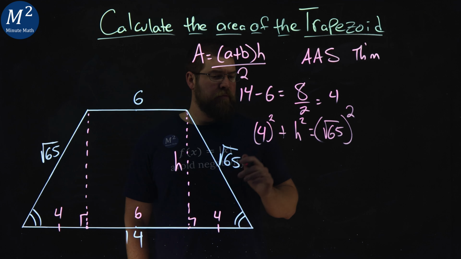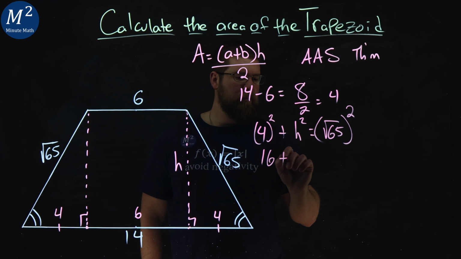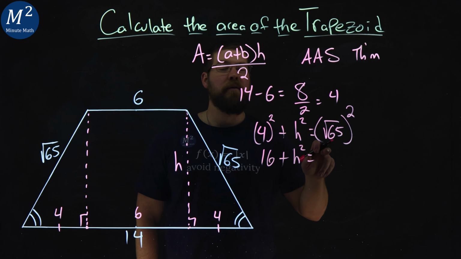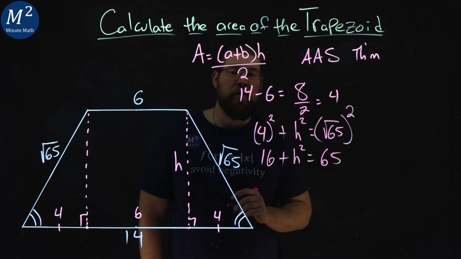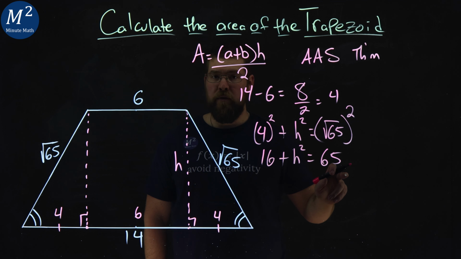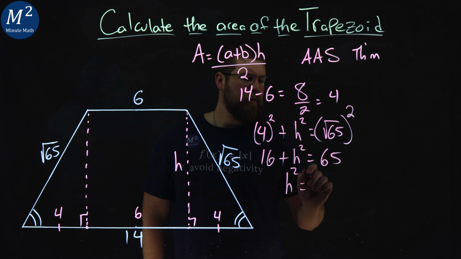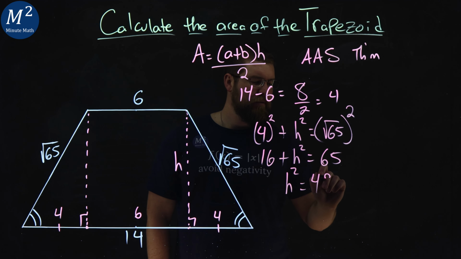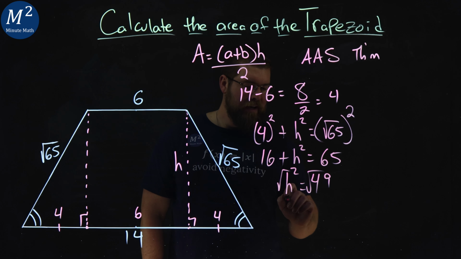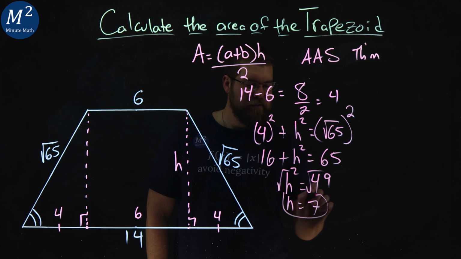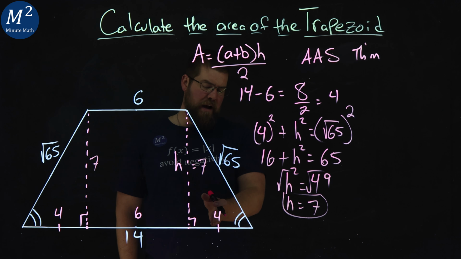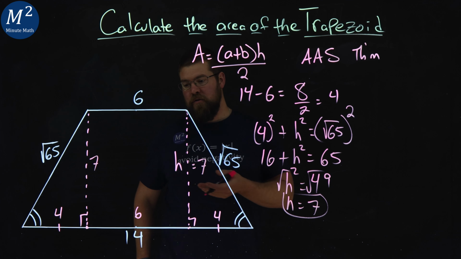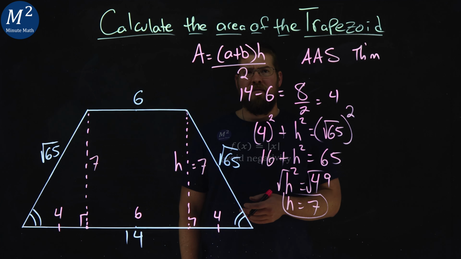Simplifying, 4 squared is a good old 16, plus h squared equals square root of 65 squared, which gives us 65. The square root and the square cancel each other out. Subtract 16 from both sides, and h squared equals a good old 49, which we can take the square root of, and our height is equal to 7. So we have a height of 7 for this triangle, which is also the height of the trapezoid. And so now we can find the area of the trapezoid.